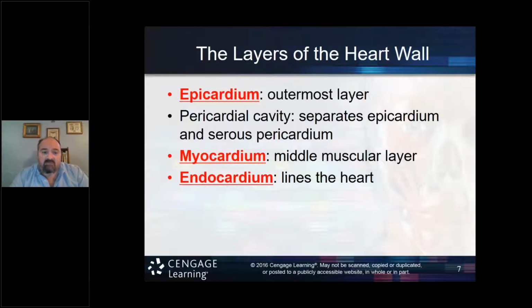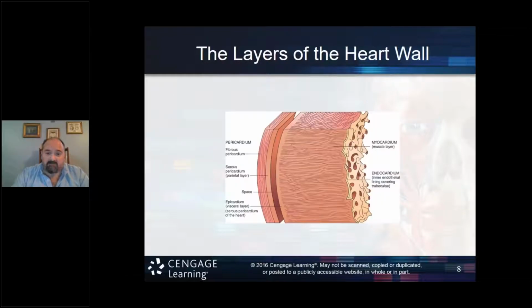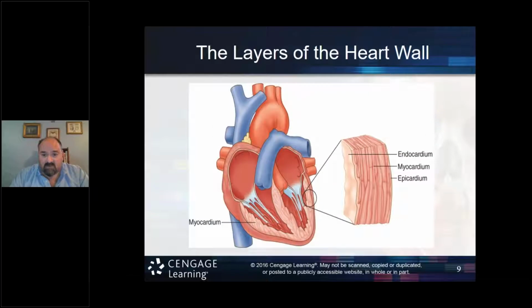So the layers of the heart: we have the epi-, the myo-, and the endocardium. The endocardium is the inner portion, the myocardium is the muscular portion that actually contracts, and the epicardium is the outermost layer. Here you're seeing those layers, and you're also seeing the musculature, that thick myocardium, and the endocardium, which lines the walls of the heart. You're seeing all 3 layers represented in this image, as well as the other image that you just saw.